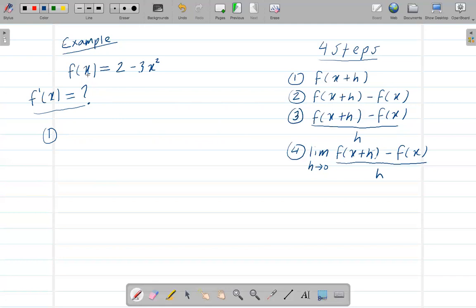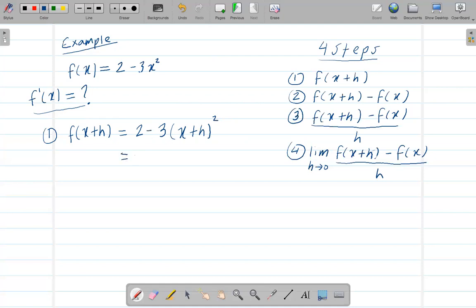Since we know f of x is this, if I change this x to x plus h, then I need to change this other x to x plus h as well, right? So this x will be x plus h, and it still has this power too, right?